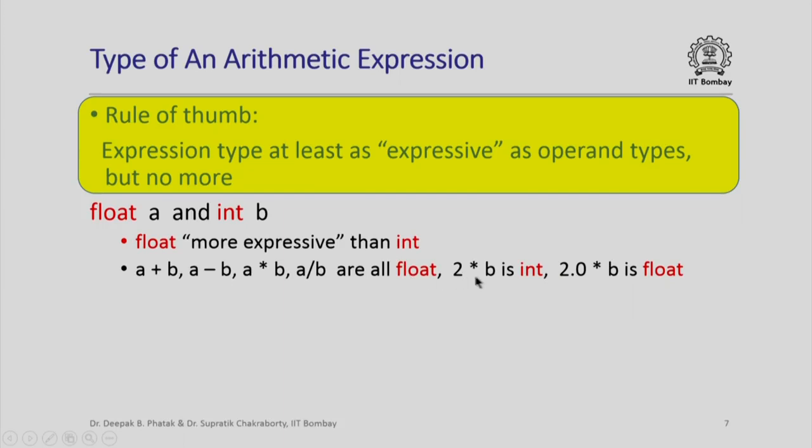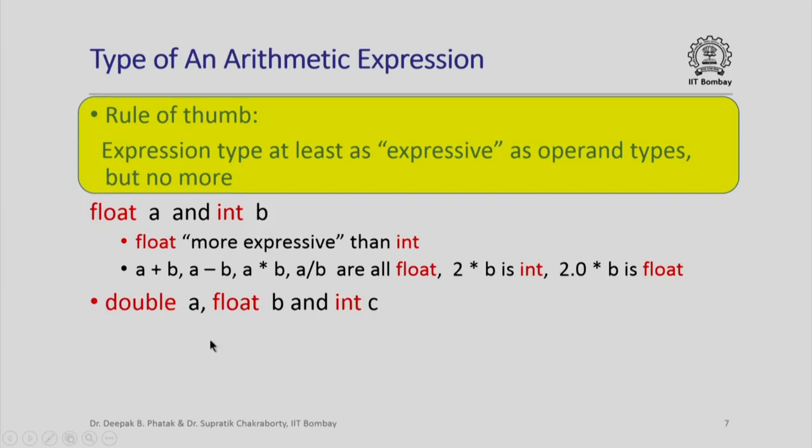On the other hand, if I look at this expression 2 star b, here b is an integer, 2 is an integer constant. So the type of this expression must be at least as expressive as the types of operands, that is both of them are int. So this expression can have the type int. Whereas if I have this expression 2.0 star b, b is int, 2.0 is a floating point constant, then the type of this expression must be as expressive as the types of its operands. So here it has to be float.